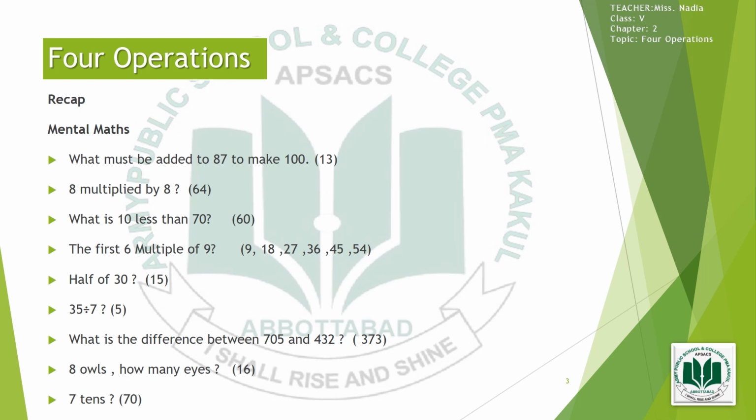8 owls, how many eyes? Each owl has 2 eyes, so 8 owls have 8 multiplied by 2, 16 eyes. 7 tens means 7 multiplied by 10, that is 70. Here in these questions we use different operations to find the answer. In mathematics, basically 4 operations are in use, and these operations are addition, subtraction, multiplication and division.